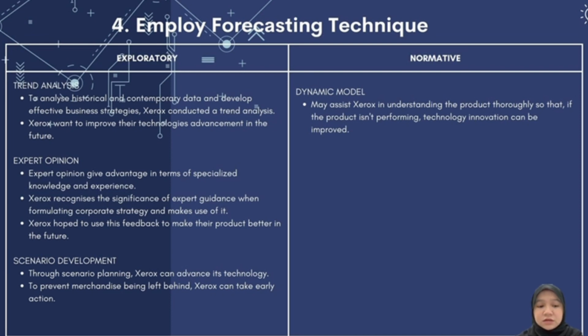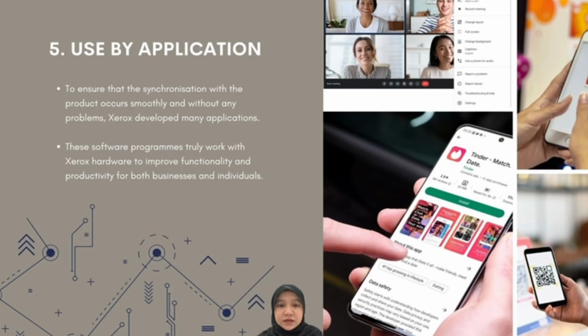The next is scenario development. Through scenario planning, Xerox can leverage its technology to prevent its merchandise from being left behind. Xerox also can take early action. So next we go to the normative method. Xerox applies a dynamic model, which may assist Xerox in understanding the product truly so that if the product isn't performing, technology innovation can be improved. Step 5 is use by application.